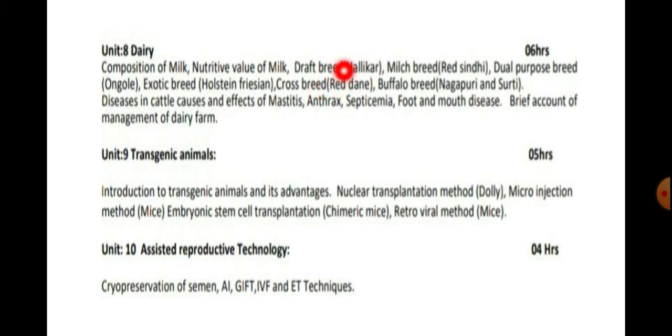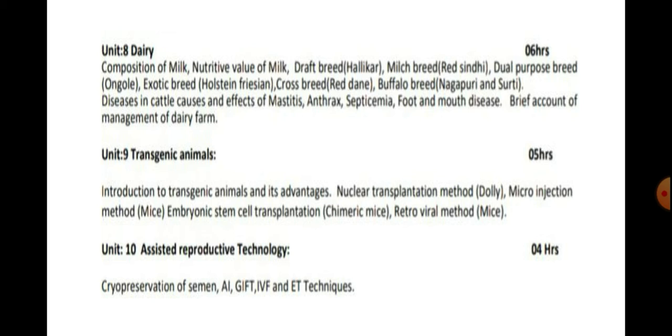Okay, here also you can go for breeds. A breed can be used only for the milk purpose or only for the meat purpose, or for the dual purpose. Dual means for both reasons. And unit 9 is transgenic animals, which is for 5 hours. So what are transgenic animals?